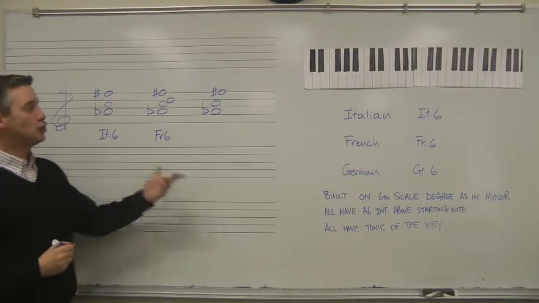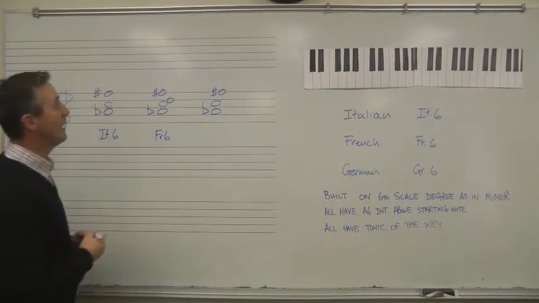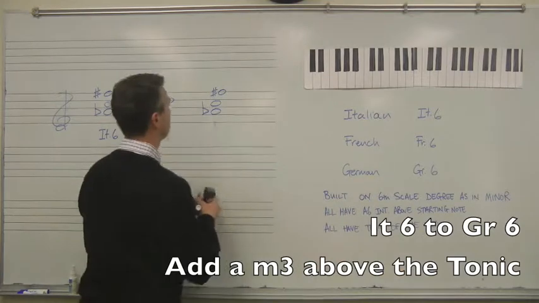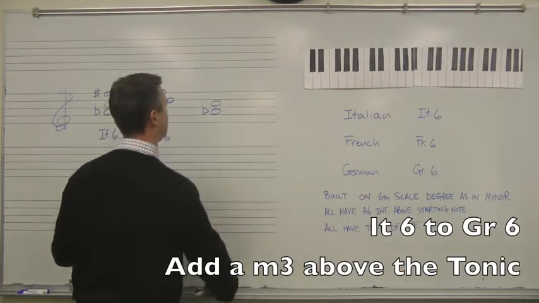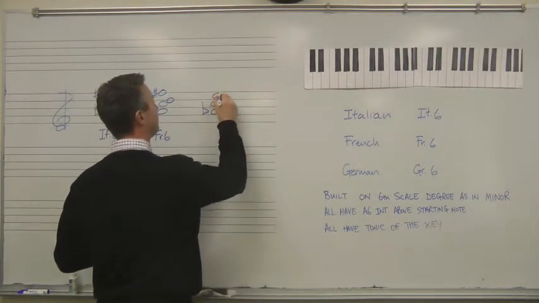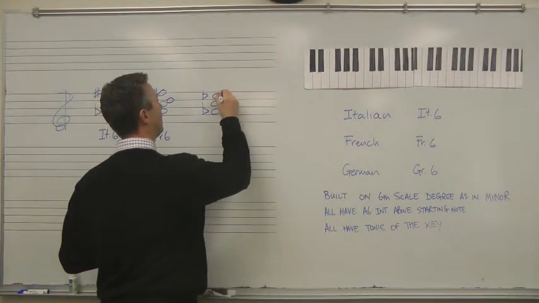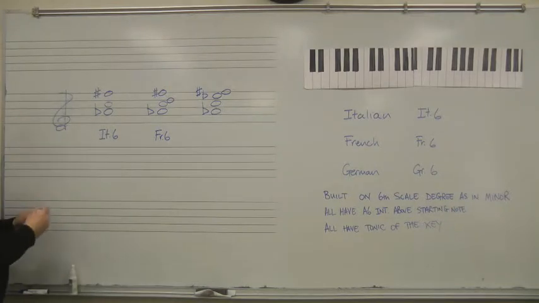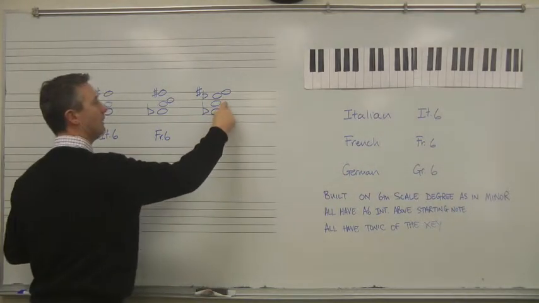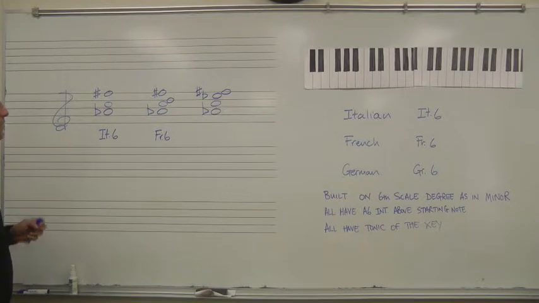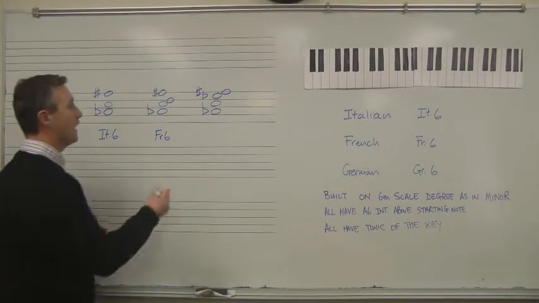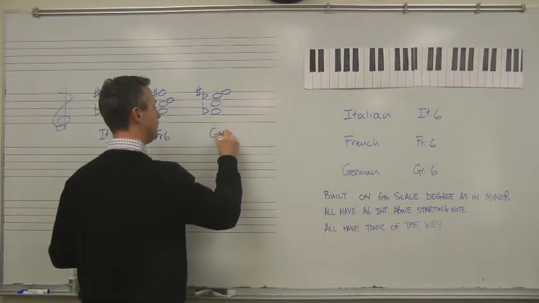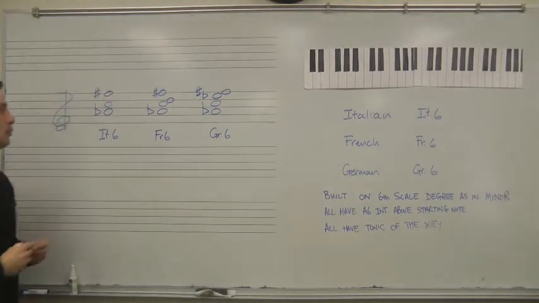If you want to create the German augmented sixth chord, then you add a minor third above the tonic. I'm going to have to adjust the notes a little bit here just so you can see them a bit more clearly. So you add a minor third, remember that's an F sharp there. So you add a minor third above the tonic. So those are the three types of augmented sixth chord: the Italian, the French, and the German augmented sixth.